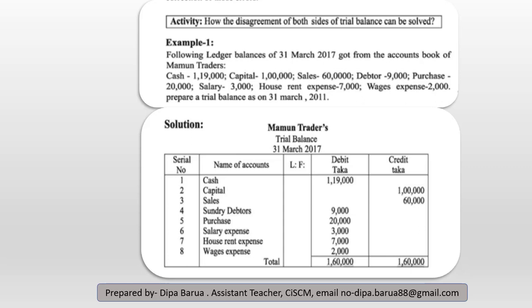And then you have to calculate the total amount of this trial balance. Here the debit side and credit side. The total amount of the debit side is 1,60,000 and the total amount of the credit side is 1,60,000. When the amount of both sides is equal, that means your trial balance is correct.